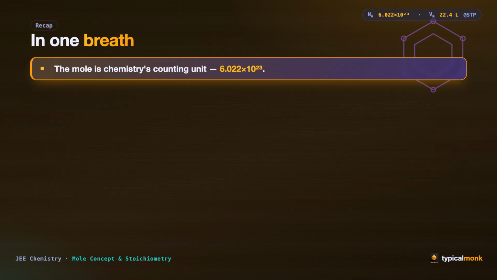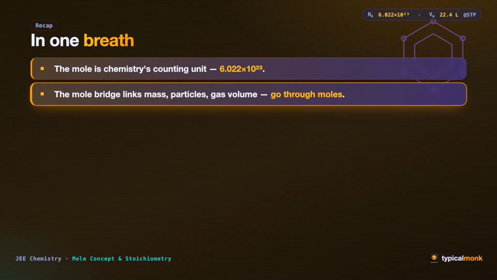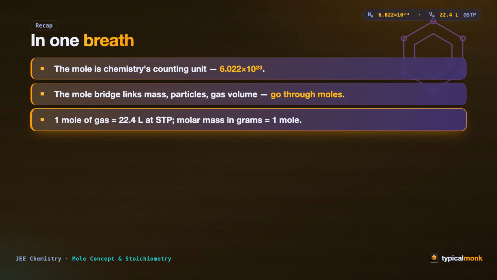Let us gather the whole class in one slow breath. The mole is chemistry's counting unit. 1 mole is 6.022 × 10^23 particles, just as a dozen is 12. The mole bridge links mass, particles, and gas volume, and the master habit is to always go through moles first. 1 mole of any gas is 22.4 liters at standard temperature and pressure, and the molar mass in grams is exactly 1 mole on your balance.